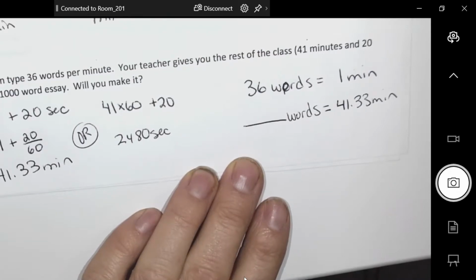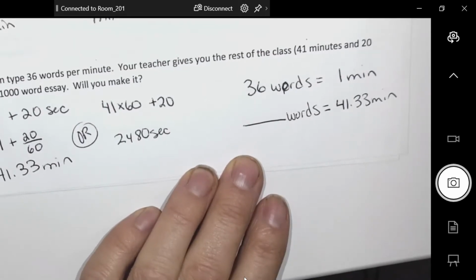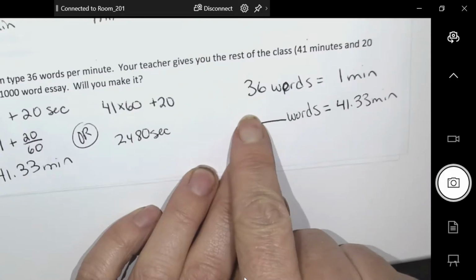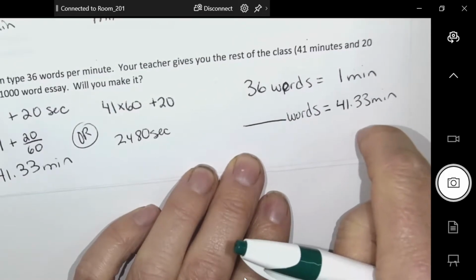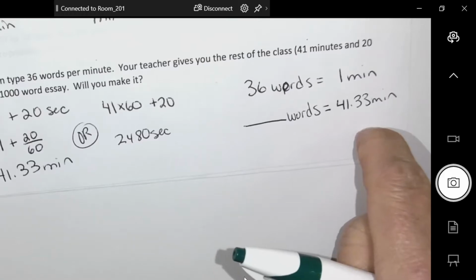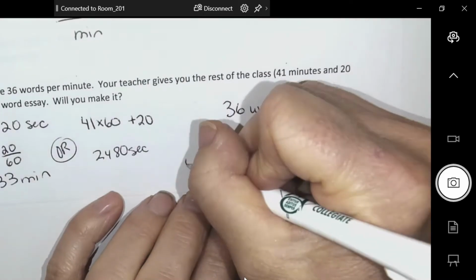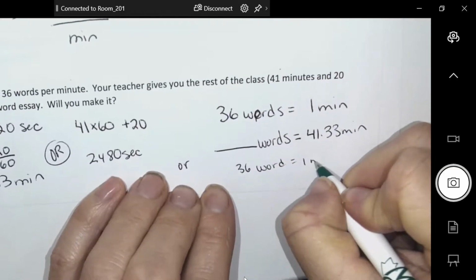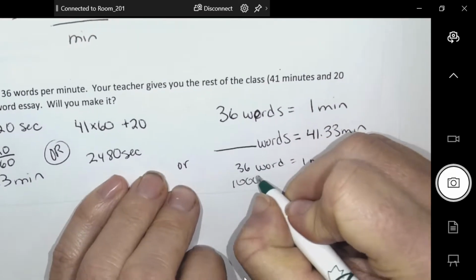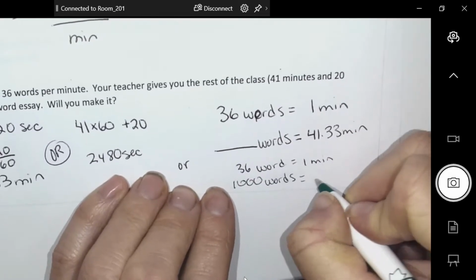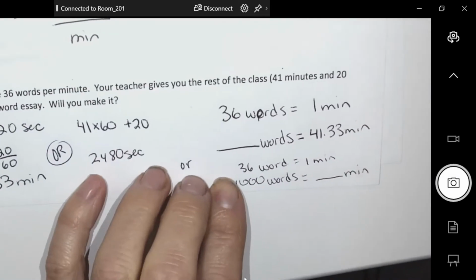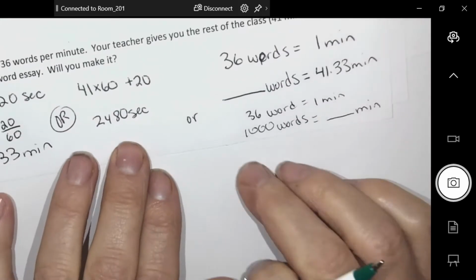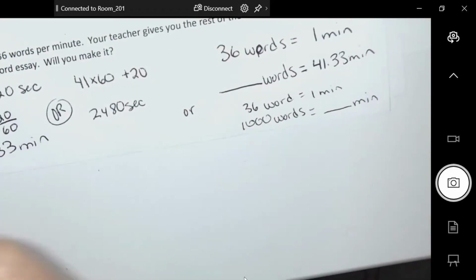You also could have done 1,000 words will equal blank. How long? And then compared that time. So you could have done that as well. Okay, so there's lots of options. Like I said, my answer key is just full of a bunch of things because I'm not sure which way you're picking.